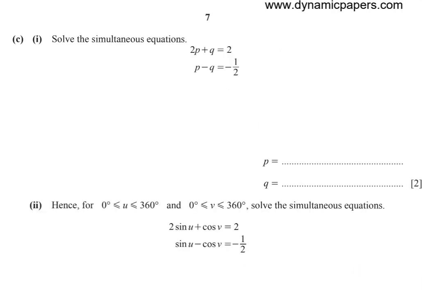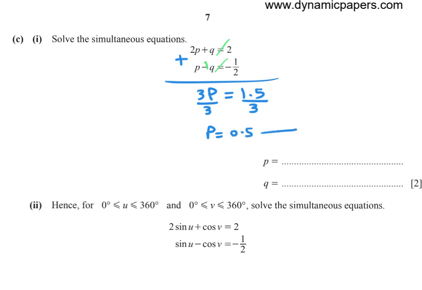Now c, i. Solve the simultaneous equations: 2p plus q equals 2, and p minus q equals negative half. How do we solve them? Elimination. We can eliminate q because we have positive q and negative q. If we add them, q and negative q cancel. 2p plus p is 3p, and 2 minus half is 1.5. So divide by 3, and p equals 0.5.